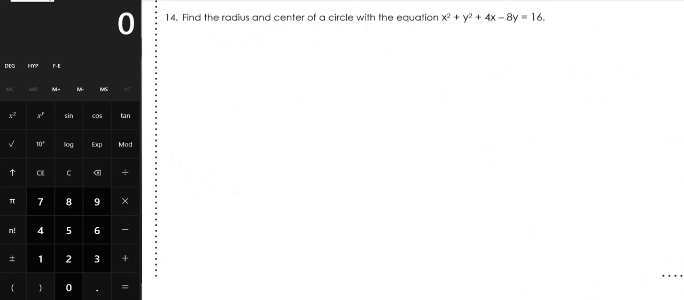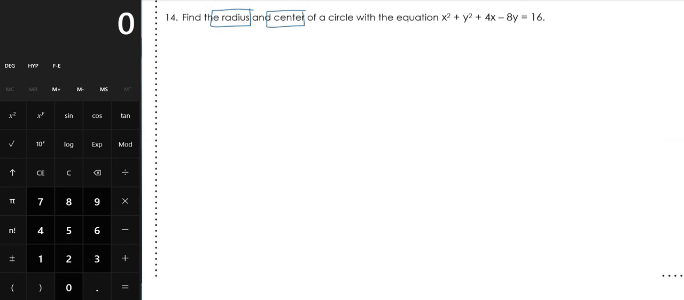Number 14, no calculator needed. Find the radius and center of a circle with the equation x squared plus y squared plus 4x minus 8y equals 16. Okay, so they're asking you to find the radius and the center coordinates for a circle.